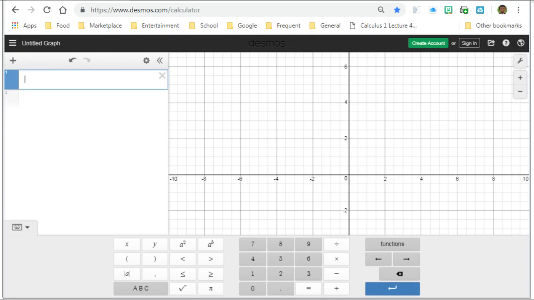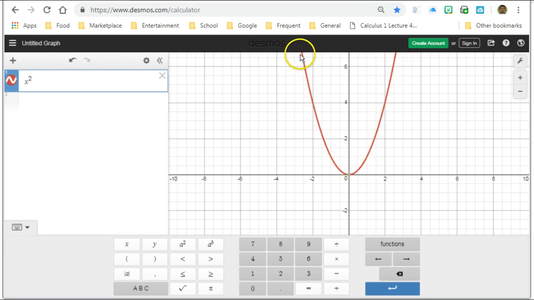If I go to desmos.com on my computer, I can easily look at a few graphs and play around with it. Let's start with one that we know. If I do x squared, we know that's a parabola that looks like this. Now look at the end behavior. Notice how it rises on the left and it rises on the right.